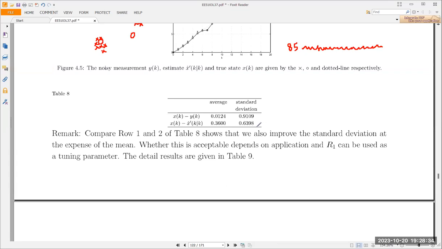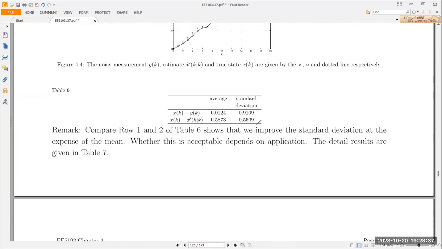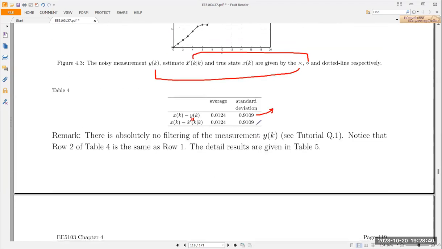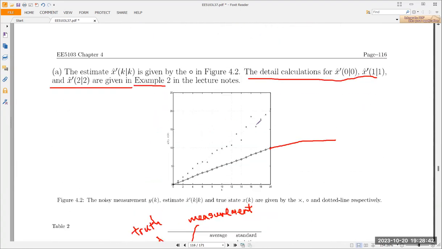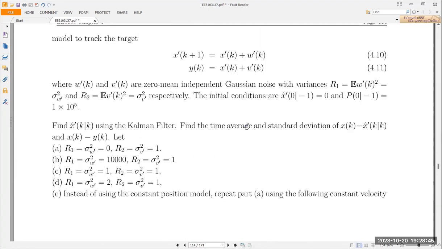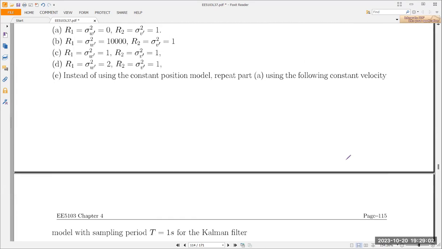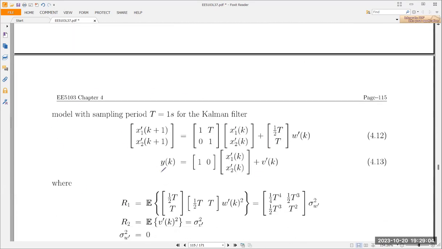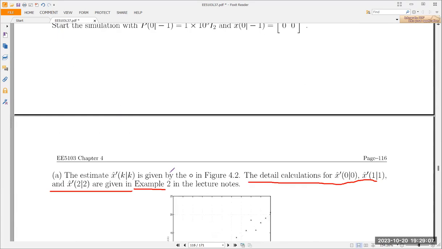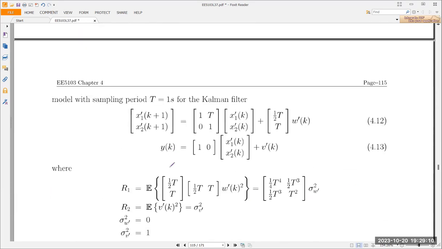Now, then what is part E? So now, you don't use the constant position model. This is a constant position model, which means you are saying that the next second he is at the same place as in the previous second. But use the constant velocity model, which is like that. You can see that this is a constant velocity model.